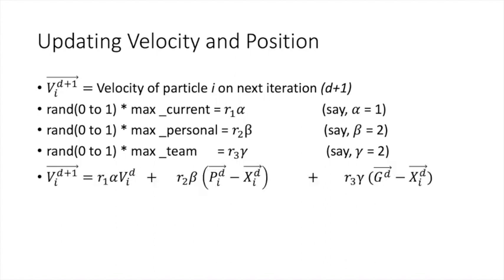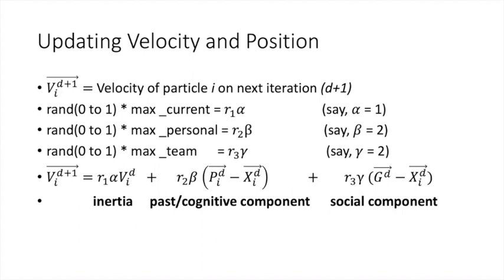Finally, we multiply these fractions with the respective quantities, and add it all together to get the next velocity vi at iteration d plus 1. Notice the first part in this sum represents inertia because this is a part of the last velocity. The second part represents the past experience. It is also called the cognitive component. And the last part is the social component, that is a multiple of the difference from the global best.